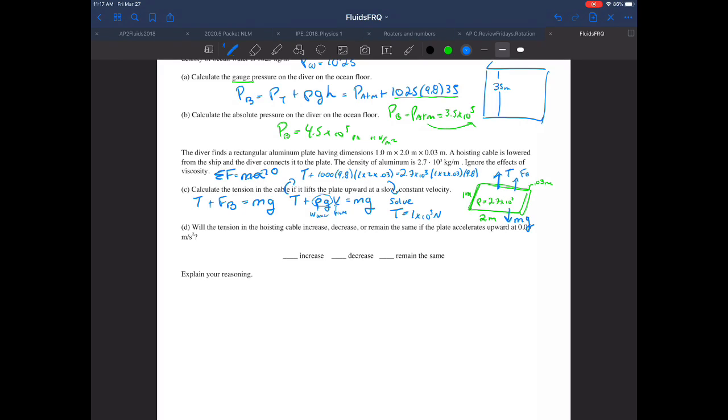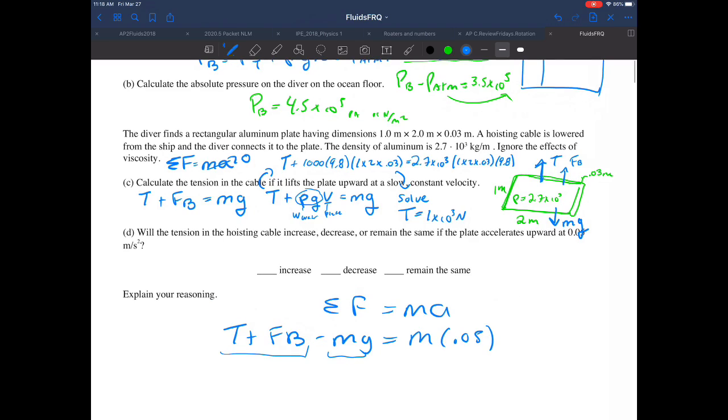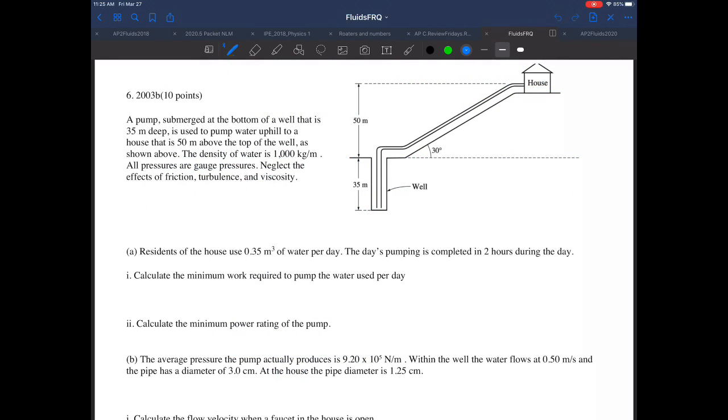Now, you're going to be asked if the tension in the cable will increase, decrease, or remain the same if it's accelerated upward at 0.05 meters per second squared. So now you're going to have T plus F_B minus mg, that's the sum of your forces, equals ma. And you're going to have on this side the mass and an acceleration upward, 0.05. So instead of these things just equaling mg, now they're going to have to equal the mass times acceleration plus the weight, right? And the buoyant force will just stay the same. So the tension will have to increase. Okay, on to your next one.